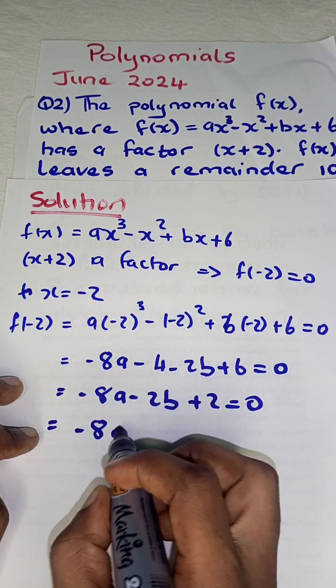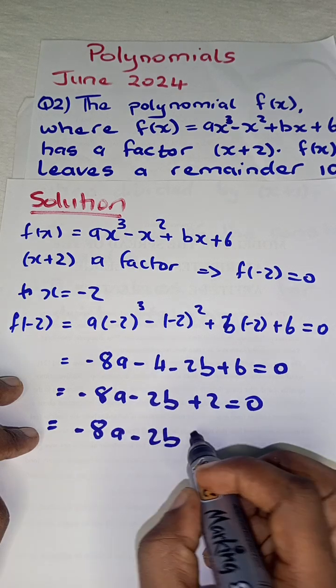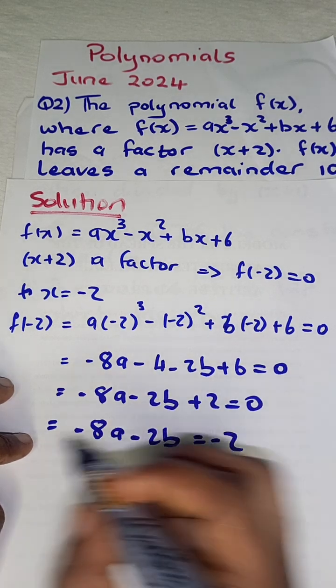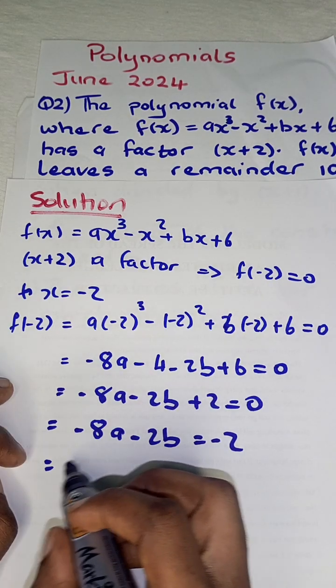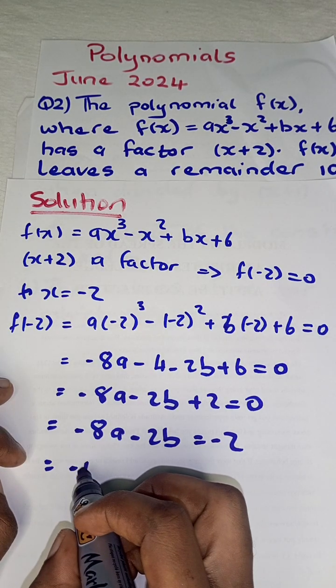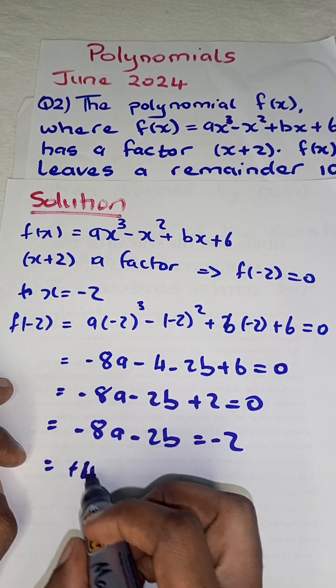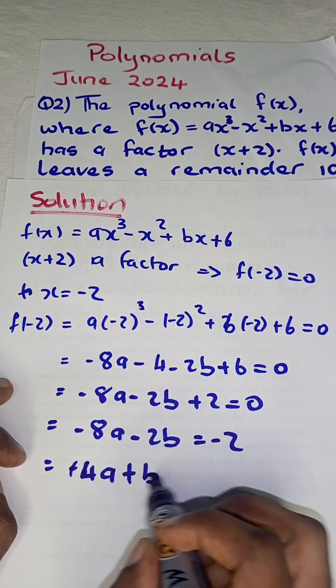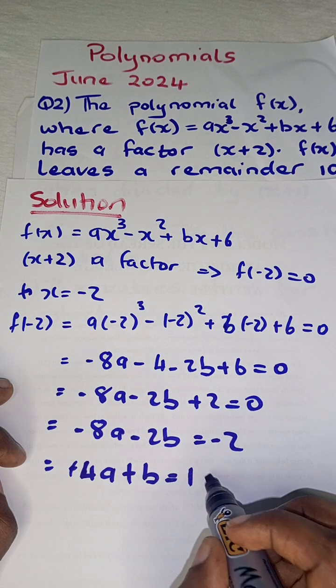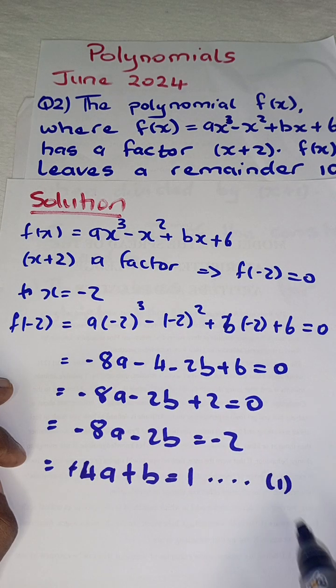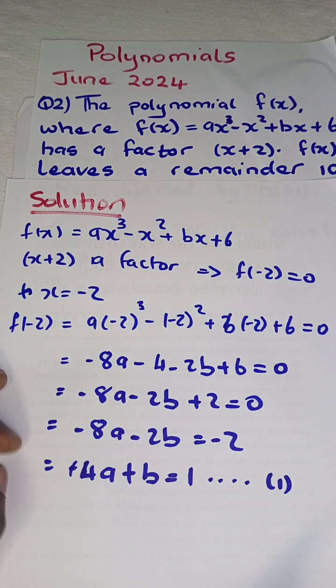So this is negative 8a minus 2b is equal to negative 2, and negative 2 is a common factor, so we can simplify that, and we have 4a plus b is equal to 1. So let's label this equation 1. We've used the first condition there, which is x plus 2 being a factor, to obtain equation 1.